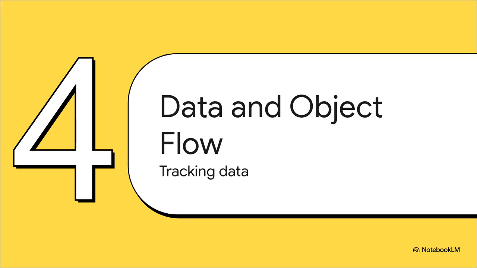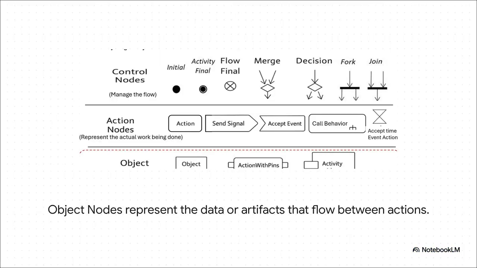So, we've covered the control flow, but what about the data itself? Processes manipulate data. So now, let's look at how we represent objects and data getting passed between these actions. We're now going to focus on object nodes, which you can see highlighted in the bottom part of this chart. These are all about showing how data is produced, consumed, and moved through the workflow.